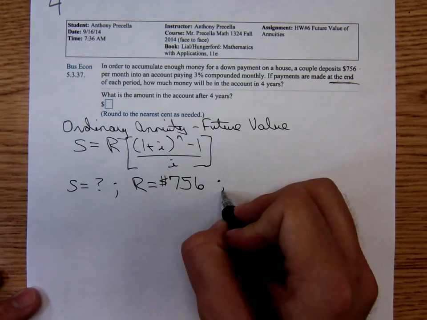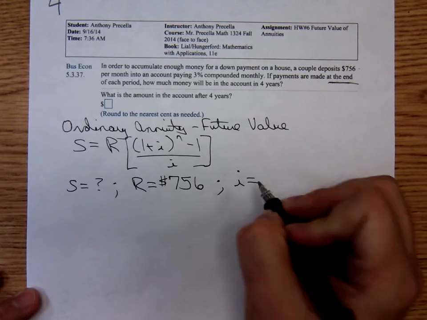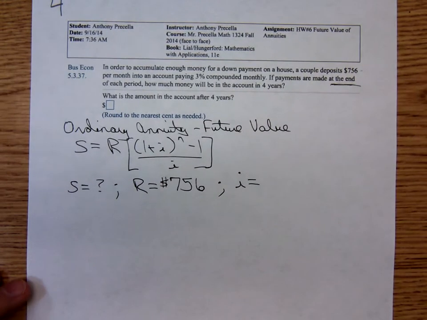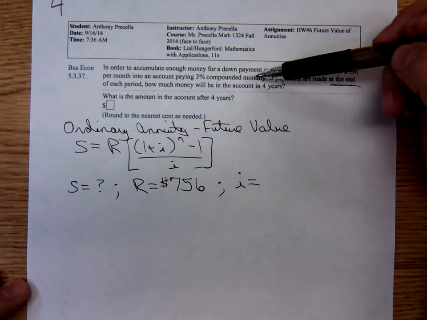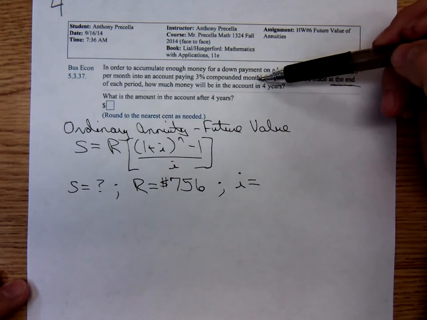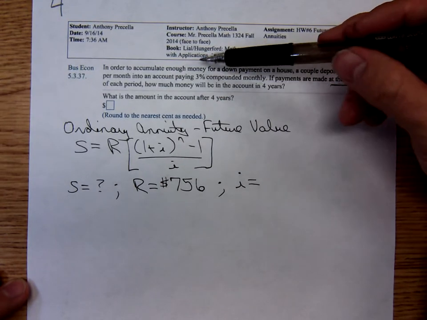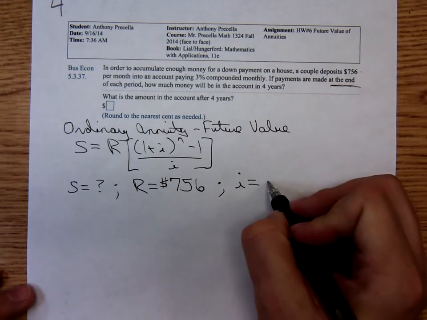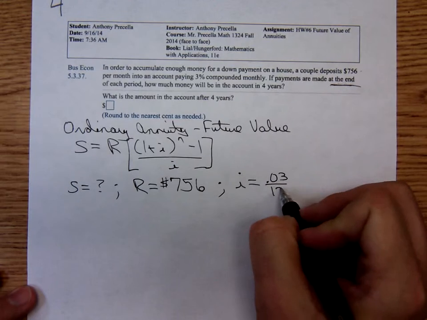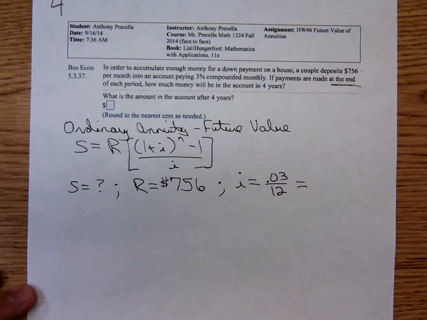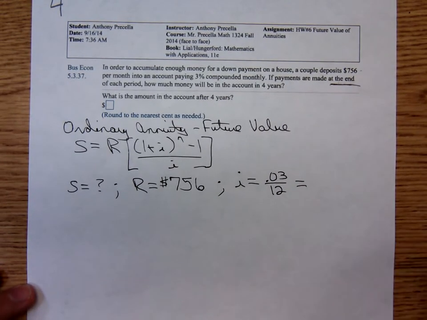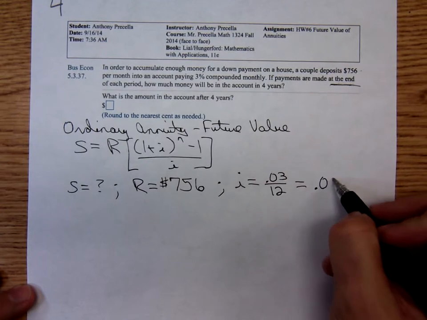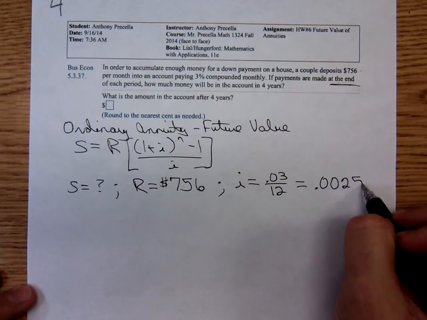The i value. i is not just the 3%. You take 3% and you split it up over every month in a year. So they're splitting the 3% up over 12 months. So you take the 3% and divide it by 12, and that terminates nicely to 0.0025.